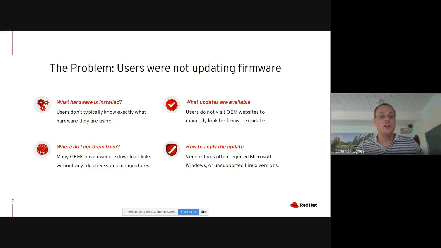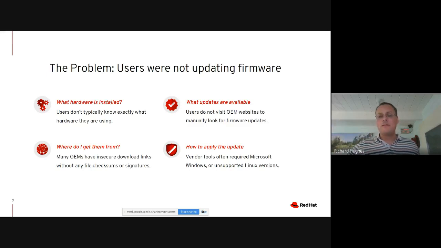Users don't actually know what they're running on. Are they using a SATA disk or an NVMe disk? Do they have the Dell specific firmware running on their Dell NVMe drive, or are they using the upstream, say SanDisk firmware? Even if the user does know what hardware they've got, they don't know where to look for the updates. Users weren't going to support.dell.com every week or so, typing in all their serial numbers for hardware and finding out if any firmware updates had come out.